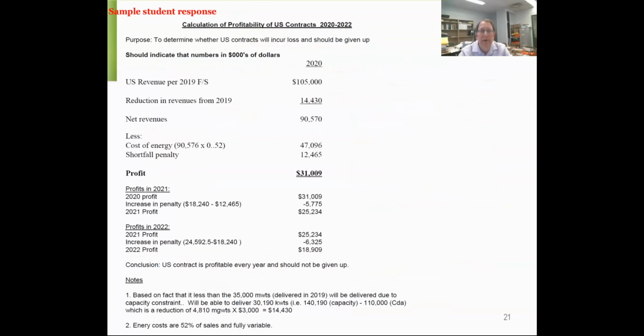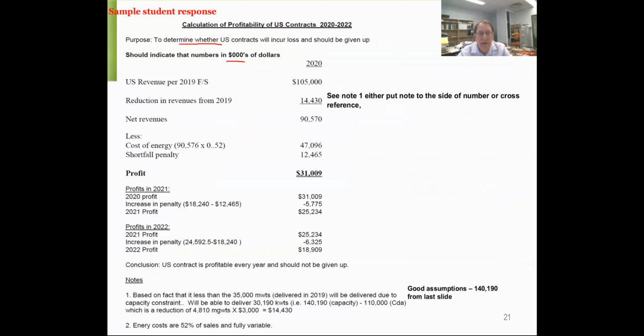All right. Now, from a candidate, calculation of profitability of the U.S. contracts. This one I thought was a little harder because there weren't that many adjustments here. This should have been done in zeros, by the way. The purpose is a nice purpose: to determine whether U.S. contracts will incur loss and should be given up. Okay, fine. So should we give up the U.S.? Well, let's see. Our revenue should have been in 3 zeros, fine. You can either put the notes to the side or at the bottom. It doesn't really matter. Again, you'll always get credit for it.